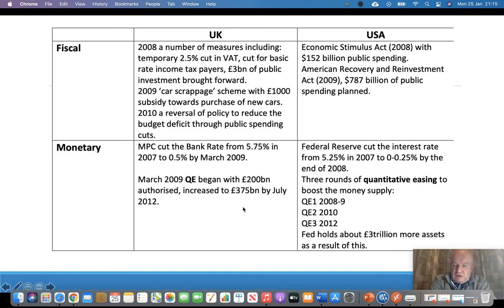So what else is happening in the US in terms of monetary policy? Again, a very similar situation where the Federal Reserve cut interest rates from quite close to where we had ours at 5.25% down to between 0 and 0.25% by the end of 2008. There were 3 rounds of quantitative easing to boost the money supply, QE1, QE2 and QE3. And basically the Federal Reserve holds about 3 trillion and more in assets as a result of this.